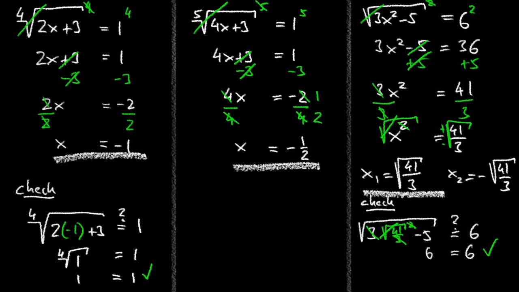Let's plug in the negative square root of 41 over 3. 3 times the negative square root of 41 over 3 squared minus 5 equals 6. When squaring a negative number, we get a positive number. So we get the same answer as plugging in the square root of 41 over 3. So the negative of the square root of 41 over 3 is also a solution for this problem.